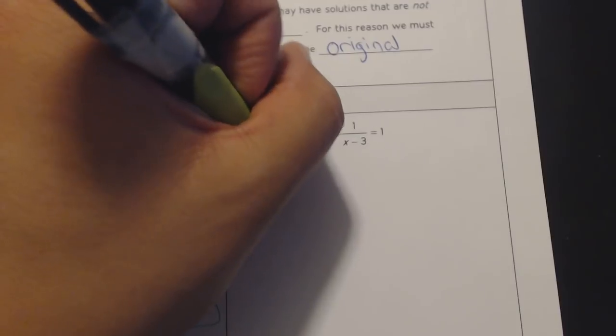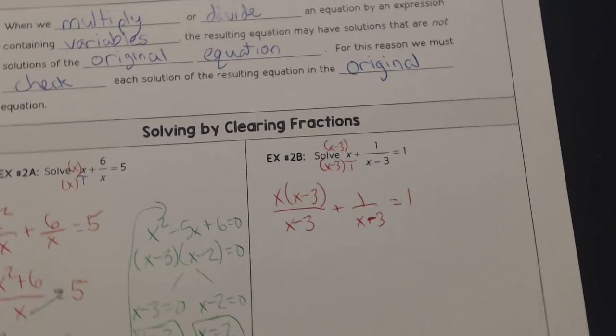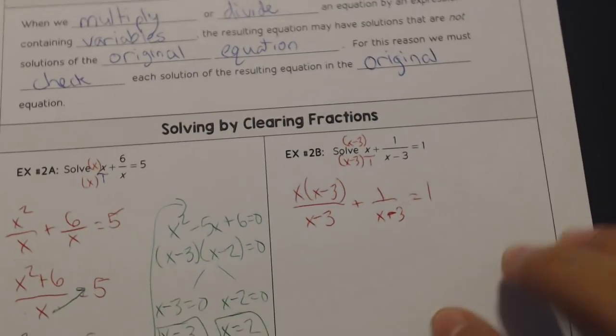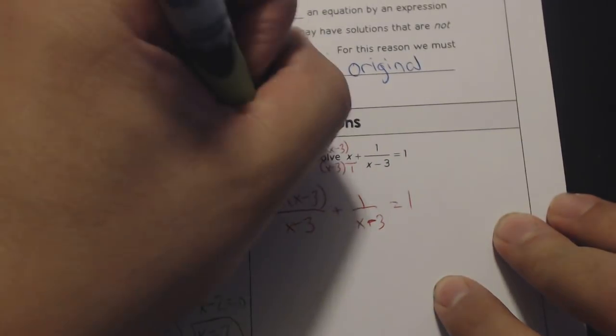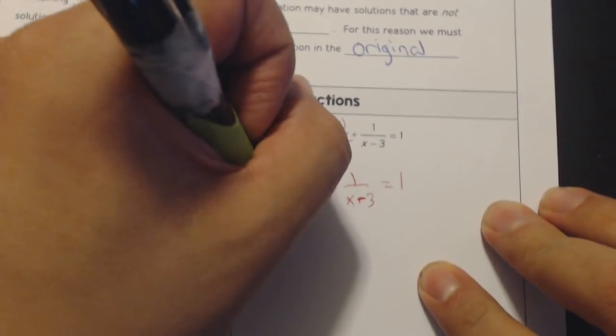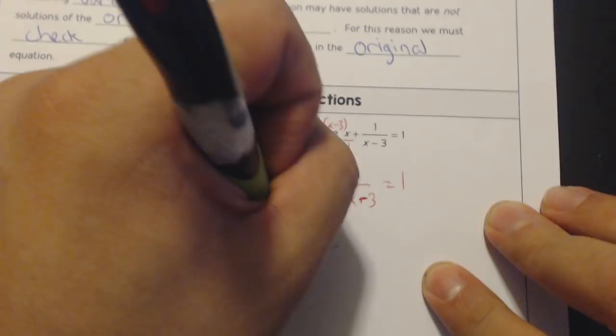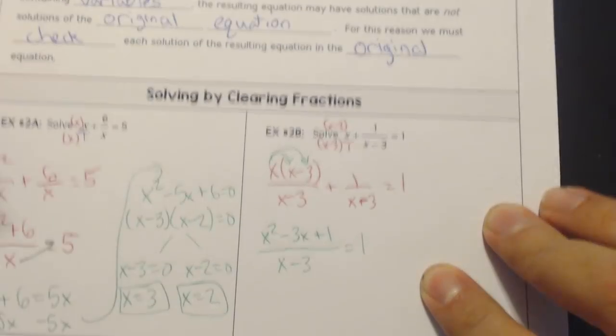So that leaves me with x times (x minus 3) over (x minus 3) plus 1 over (x minus 3) is equal to 1. These have the same denominator. At the same time as I'm getting the same denominator, I can also distribute the x into that parentheses. So what I get is (x squared minus 3x plus 1) over (x minus 3) is equal to 1.